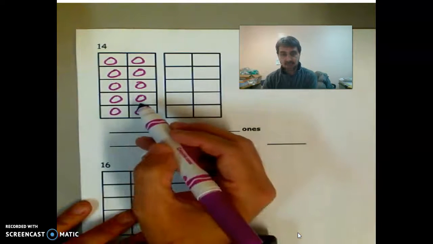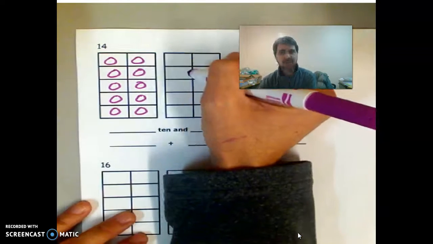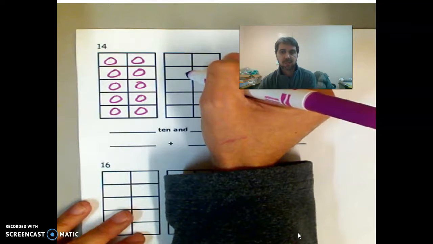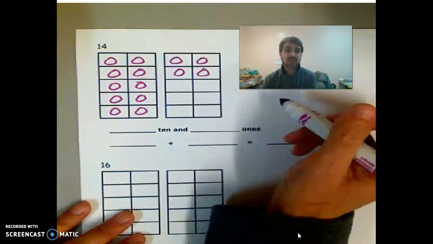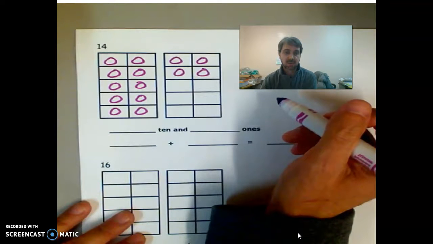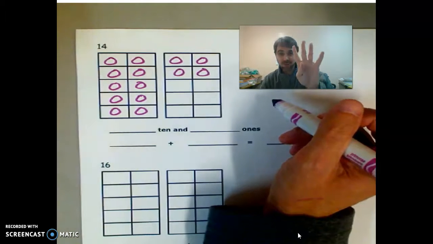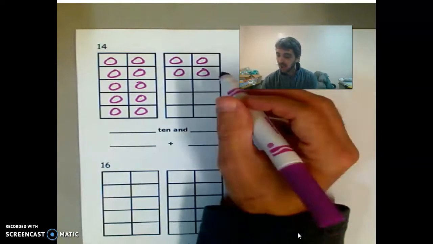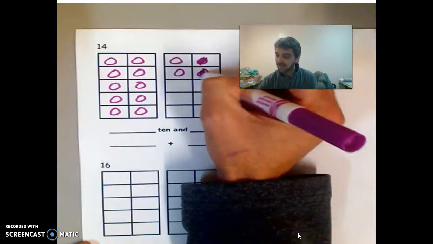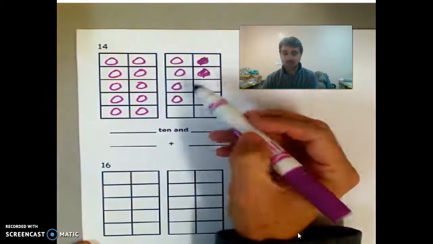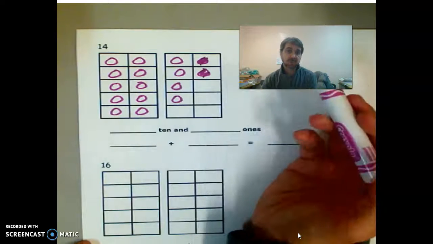Because we have 10, how many are going to be left over, do you think? Let's find out. 11, 12, 13, 14. Sorry, there's 4 left over. Now I could draw it like this. I could also, if I cross these out, draw it like this. This is normally how you would see it, but I could really put them anywhere.